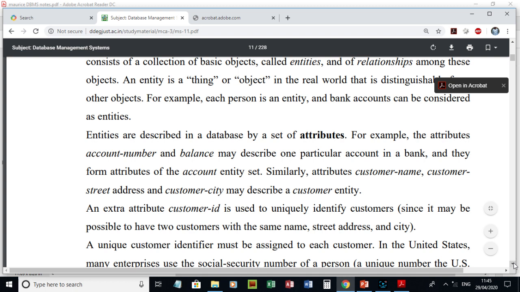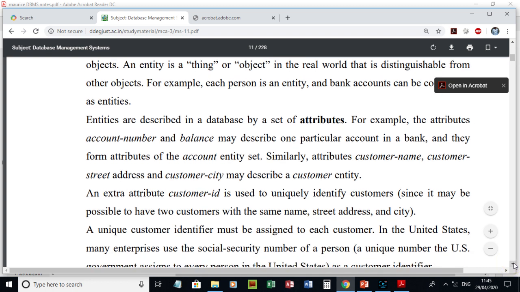The customer number. Simple. You give one customer number, one account number. The account number is used to uniquely identify the customer, since it may be possible to have two customers with the same street address and city. So you need a unique number.